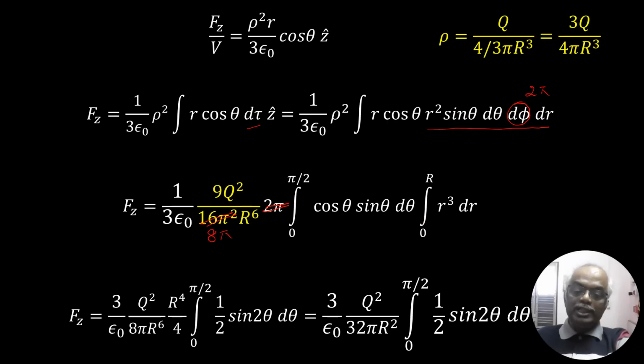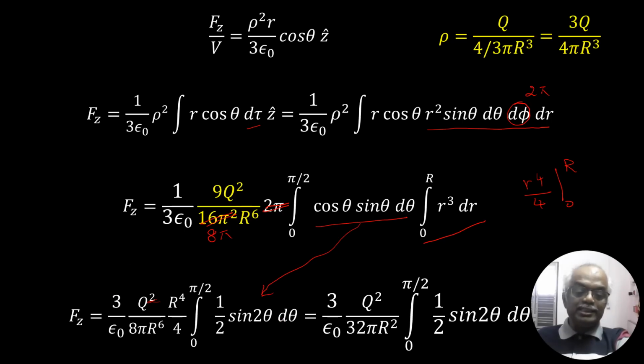Now what is this integral value? After applying the limit, you will get r power 4 over 4. If you apply the limit 0 to R, then only the upper limit remains, that is R power 4 divided by 4. Then here cos theta sin theta can be written as 1 over 2 sin 2 theta. This is 1 over 2 sin 2 theta d theta.